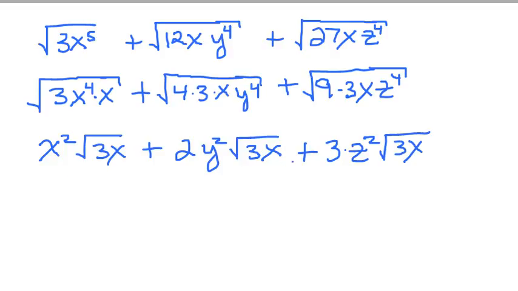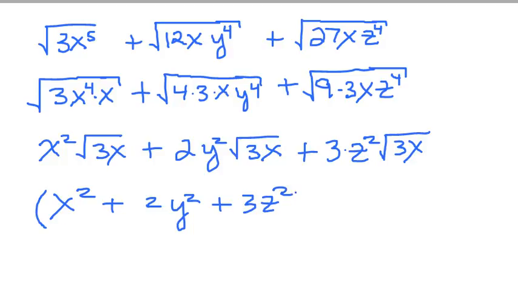So what do we do now? Factor out that square root of 3x. So we're going to have x squared plus 2y squared plus 3z squared, and we're just going to pull out the square root of 3x, just because we can. Alright, just because we can.